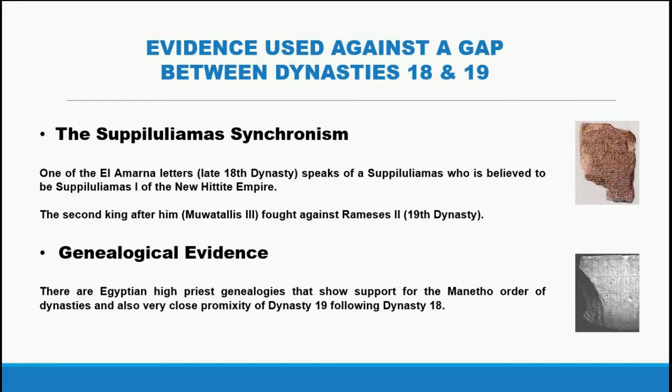These genealogies were compiled many centuries after Dynasty 19 reigned. So, is the content in these genealogies genuine and consistent with other evidence we know from the period in question, or are these artificial creations that are untrustworthy?